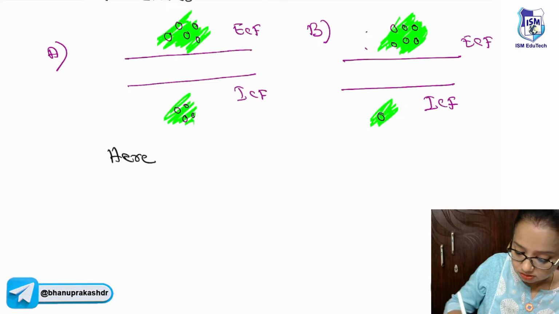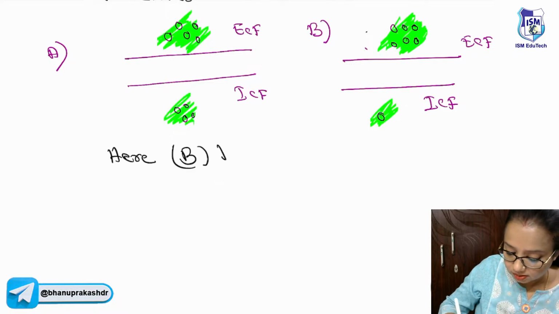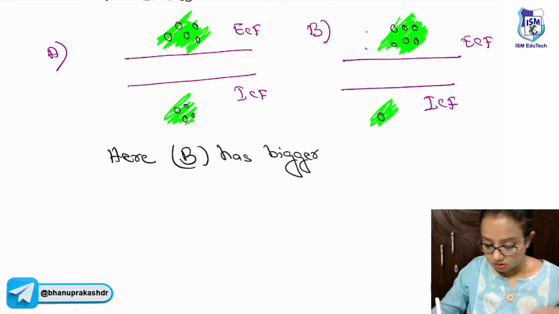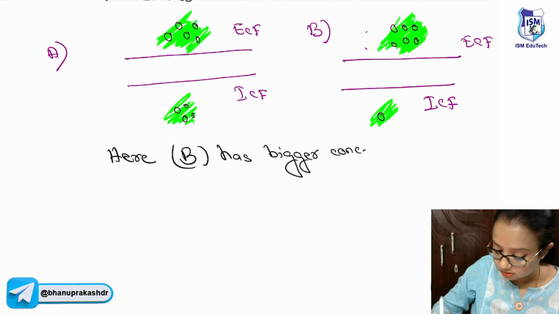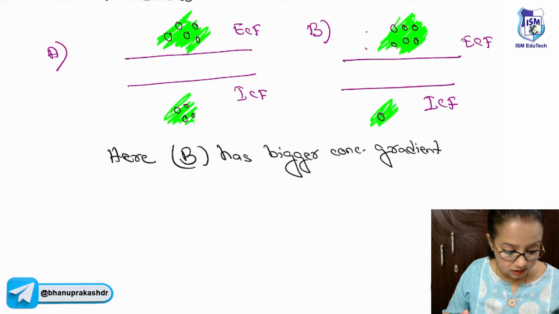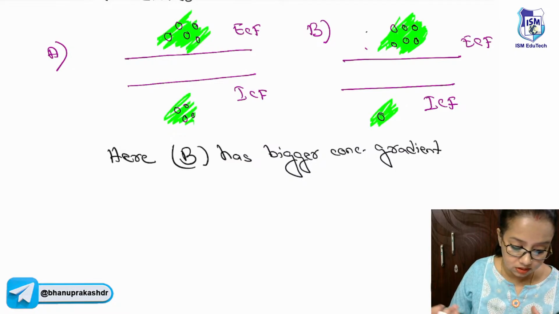Here, case B has the bigger concentration gradient. Okay, so this is the meaning of the concentration gradient. The larger the concentration gradient, the more will be the rate of influx. The rate of influx will be more. It will diffuse faster, at a very fast rate.